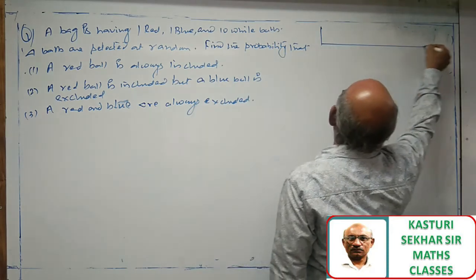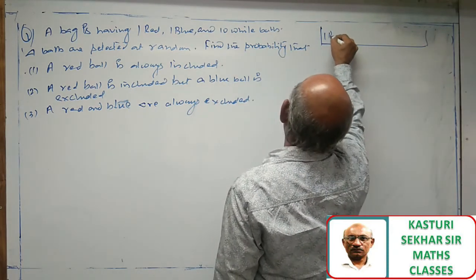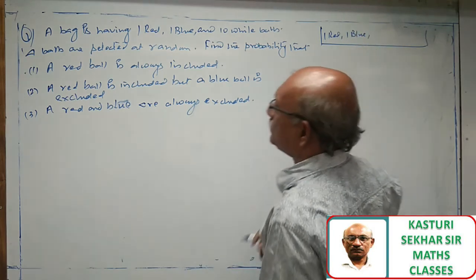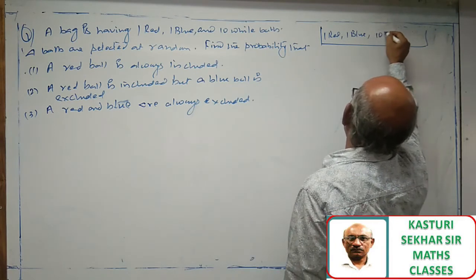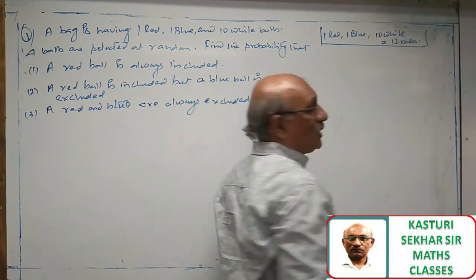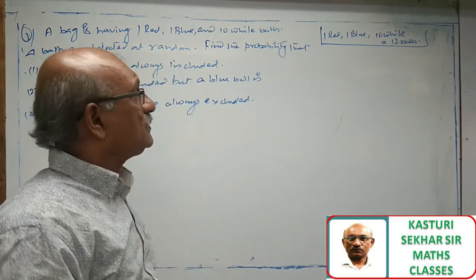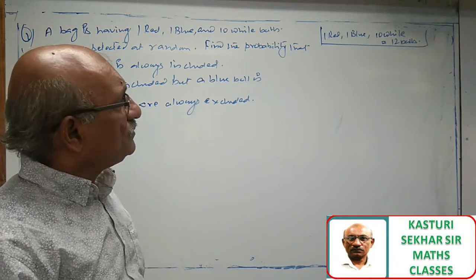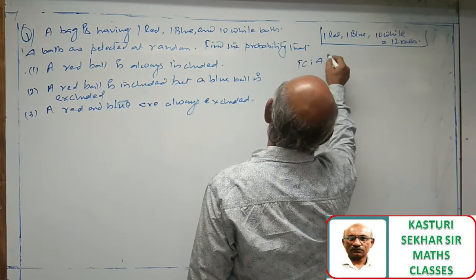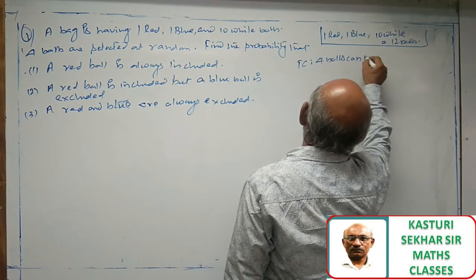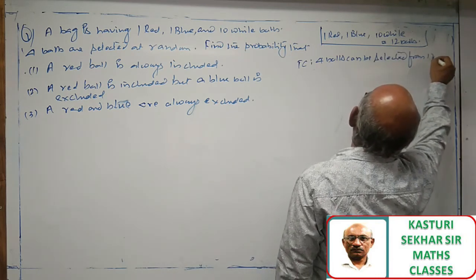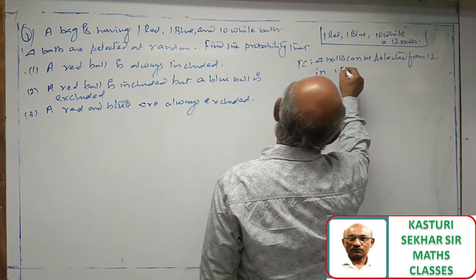Let us see. One red ball, one blue ball, and 10 white balls. Total how many balls are there? 12 balls are there. Now what is required for us? 4 balls are selected. 4 balls can be selected from 12 in 12C4 ways.